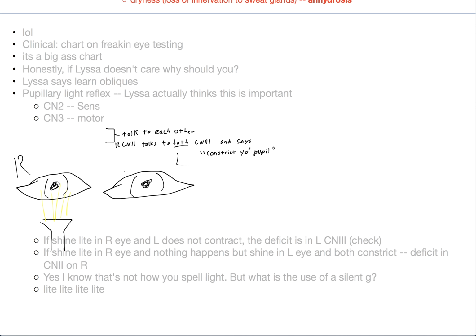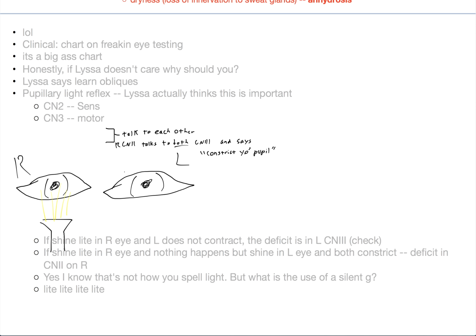Okay. What if I shone the light in the right eye and nothing happens? Are you sure it's cranial nerve 2? Oh, you don't know. So now you have to shine it over here. So what if I tell you that I shine it in the right eye and nothing happens, but I shine it in the left eye and both pupils constrict? Where's the deficit? Cranial nerve 2 on the right. Okay, does that make sense how you figure that out?